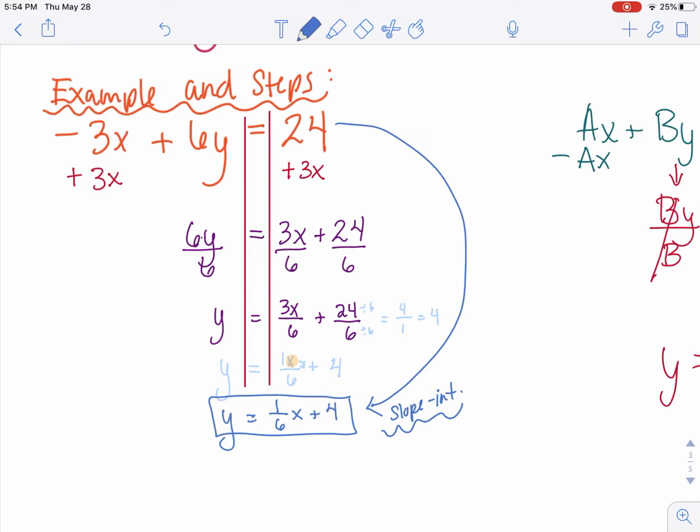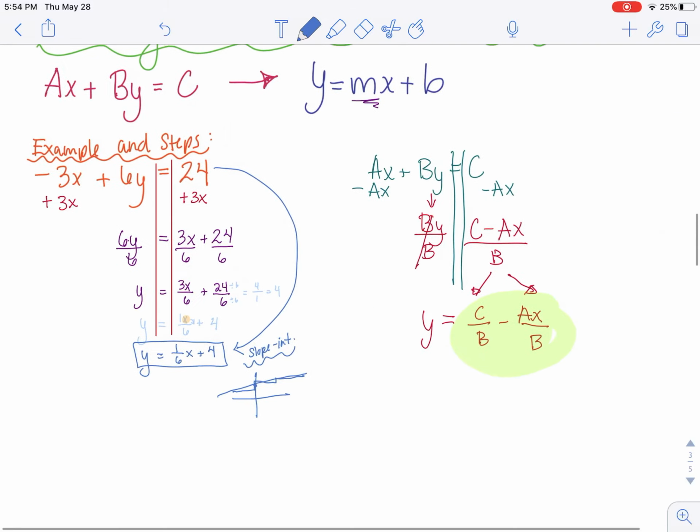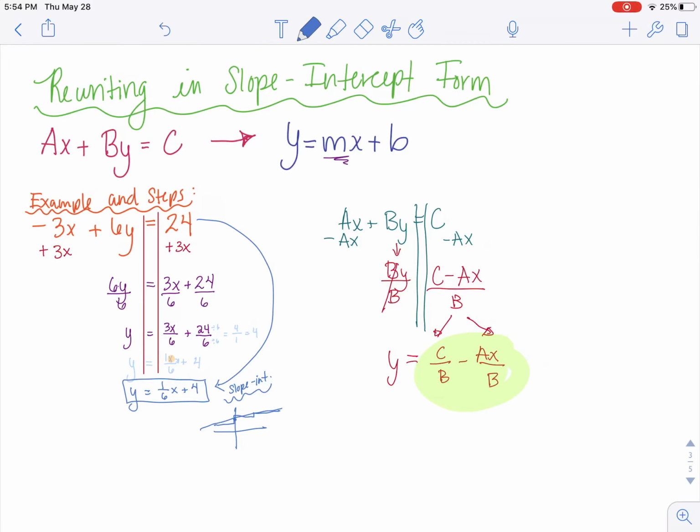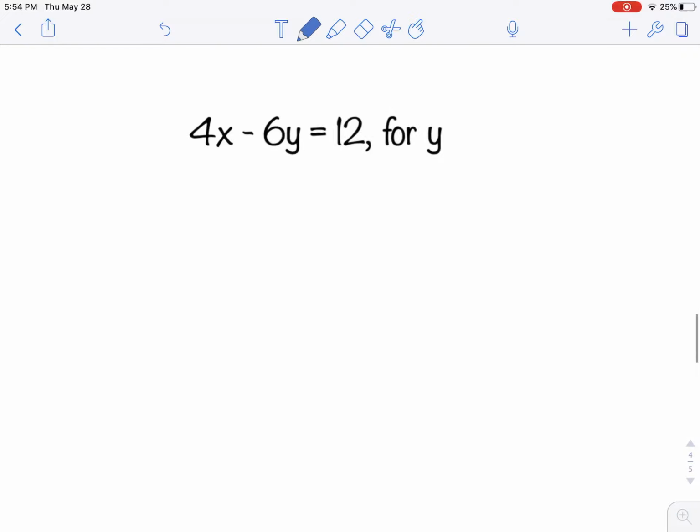Rather than looking for the x and y intercepts, I know I can just start when it's 0, 4, and I can go up 1 to the right 6, up 1 to the right 6, or down 1 to the left 6, down 1 to the left 6. And that would be my line. So it's very simple. It's what we've done before. You're just rearranging the equation.